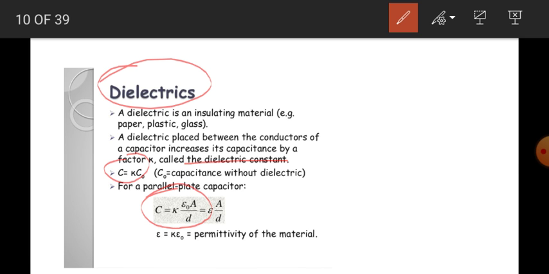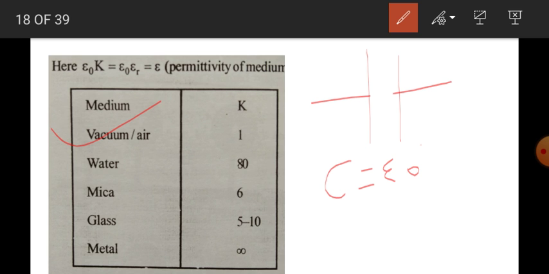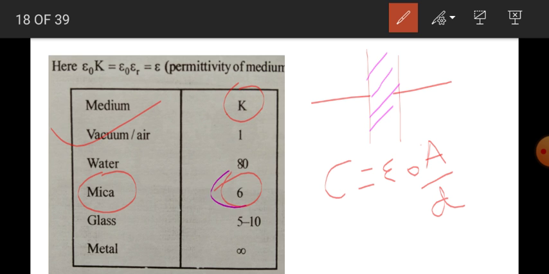The dielectric constant. These are the materials we use as a dielectric medium. For air, when there is nothing inside the capacitor, we assume air, so we write the formula epsilon naught A by D. If I fill the capacitor with mica, its dielectric constant is 6, so my capacitance will increase 6 times. My final capacitance will be 6 times the original capacitance.